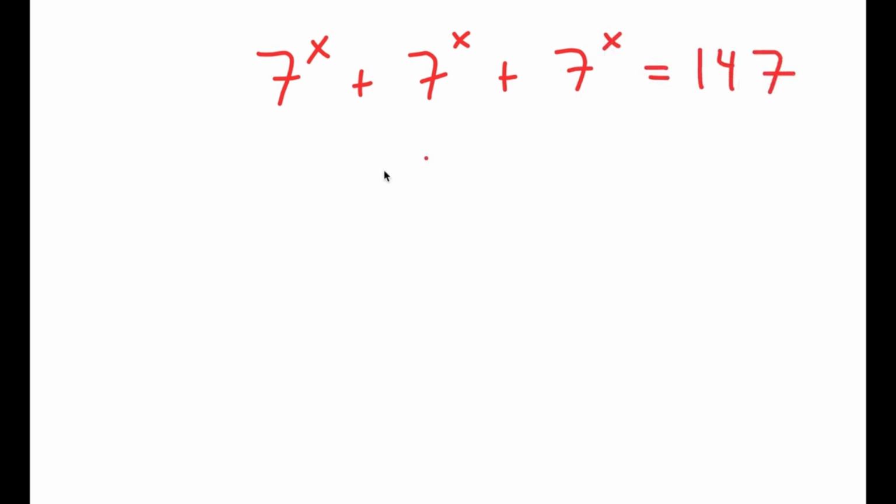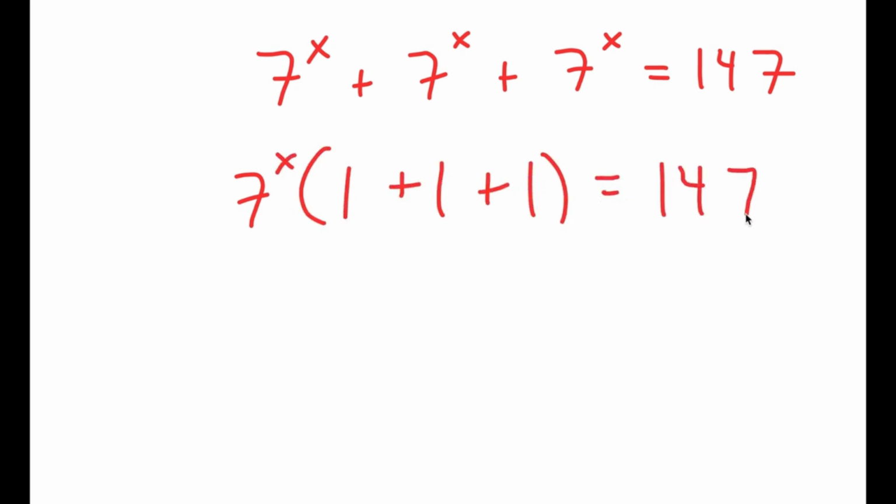Alright, so in this video, I'm going to solve the equation 7 to the power of x plus 7 to the power of x plus 7 to the power of x is equal to 147. So to start, I'm going to factor out 7 to the power of x, so I get 7 to the power of x times (1 plus 1 plus 1) is equal to 147. So 7 to the power of x times 3 is equal to 147.